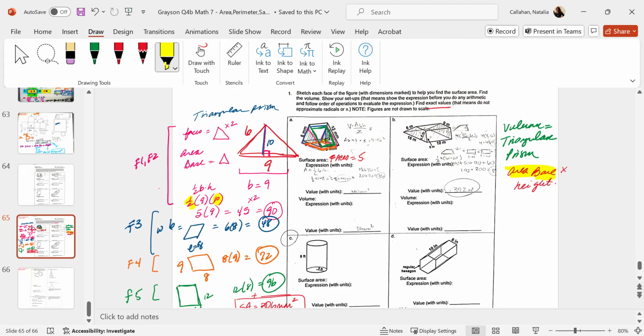What number here is the area of the base? 1/2 base times height. Right here. Which is what? Look up. I just highlighted for you. So what is it?